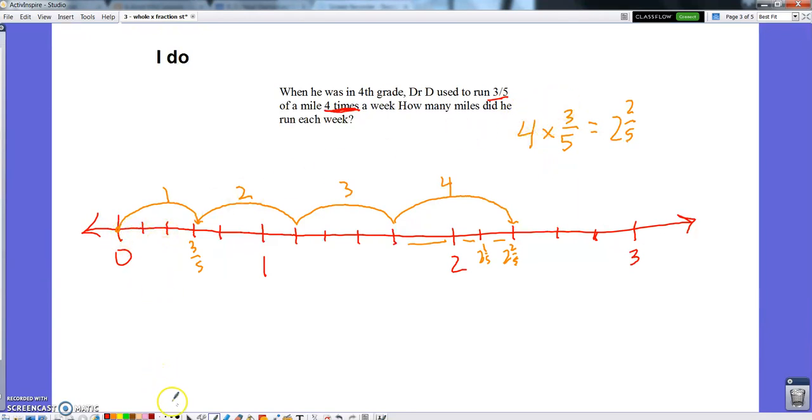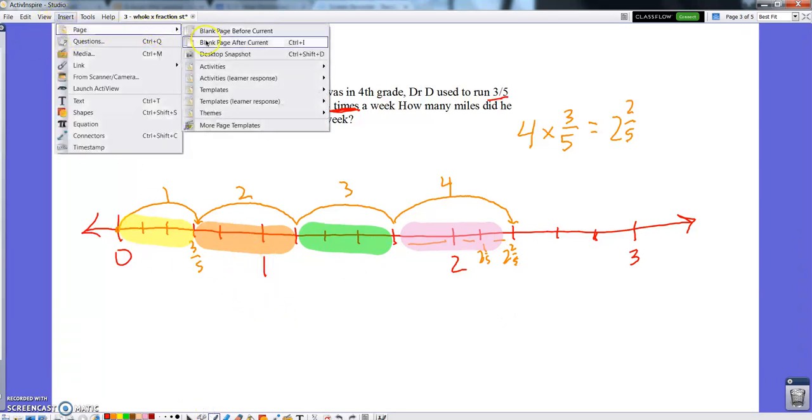If you looked carefully at how I did that, this is my first set here. There's 3/5, 1, 2, 3. And then another group of 1, 2, 3. And then another group of 1, 2, 3. And then another group of 1, 2, 3. So I made jumps on my number line from 0 up to the end, and I got to 2 and 2/5.